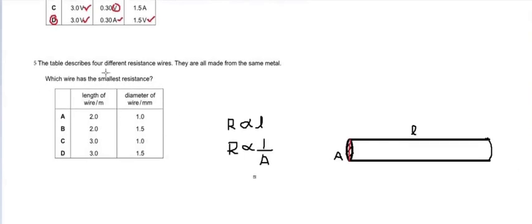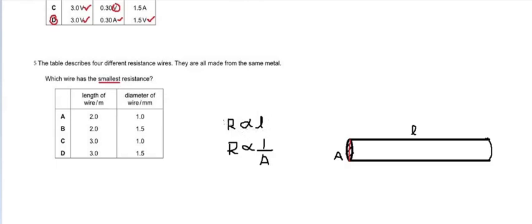The table describes 4 different resistance wires. They are all made from the same metal. Which wire has the smallest resistance? We had just seen a similar kind of problem. You can see here, if you want the smallest resistance, we know the resistance is directly proportional to the length.